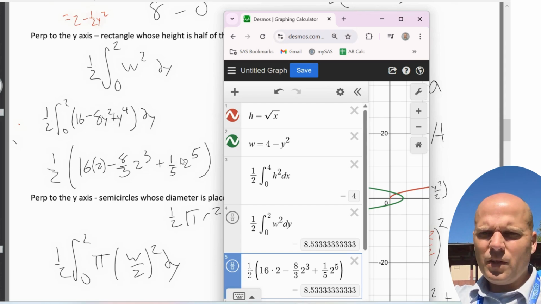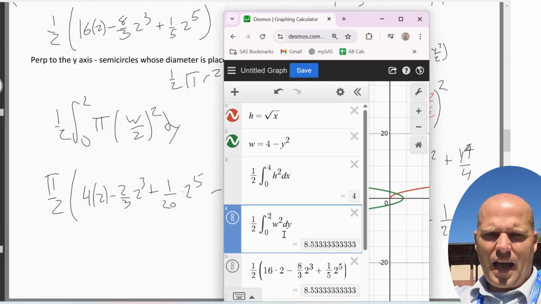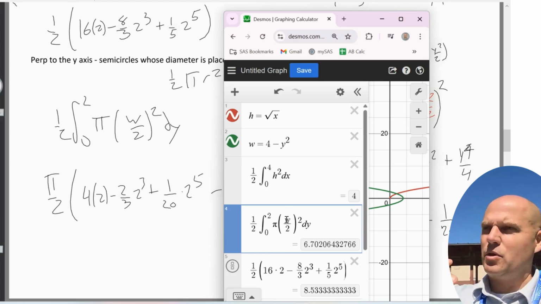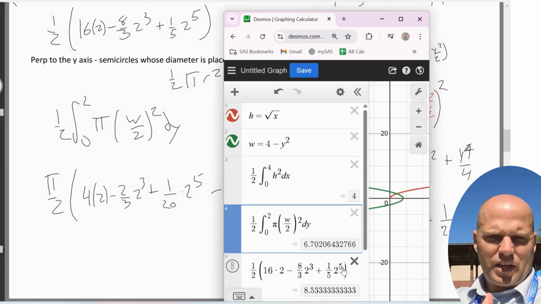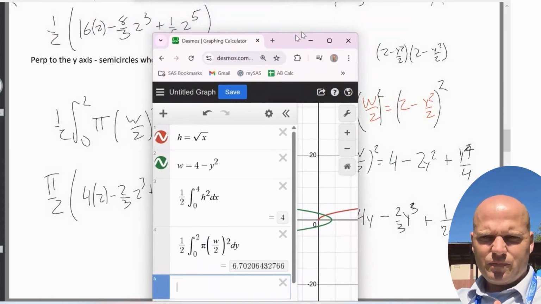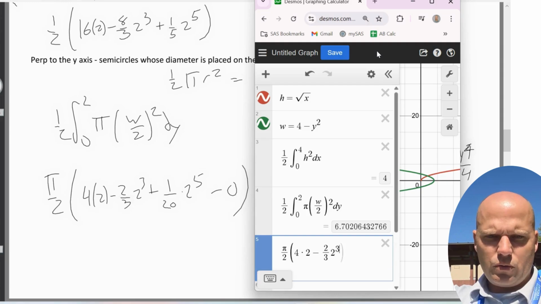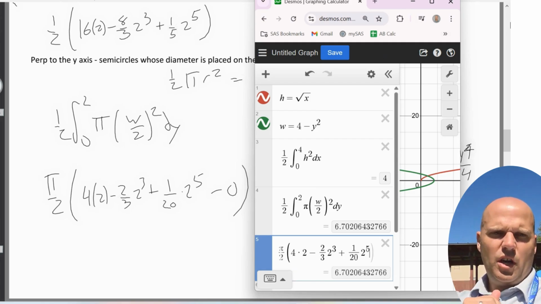Cool. Then I had these semicircles, and the semicircles were 1/2 a pi. It wasn't w, rather w over 2 squared. If you're going to use w or w of y, just make sure you use w and w of y. Keep things consistent in Desmos. And I got that answer, 6.07. And I thought that's equivalent to pi over 2 times 4 times 2 minus 2/3 times 2 cubed, plus 1/20 times 2 to the 5th, and wouldn't you know it?